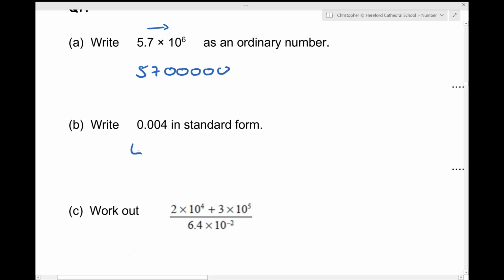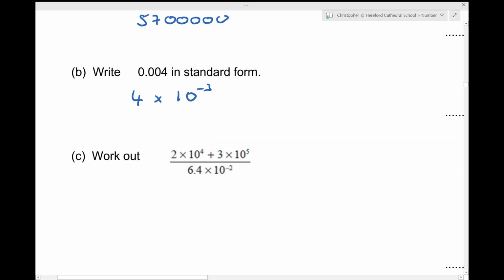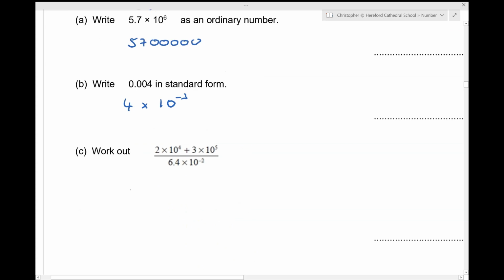Well, it's going to be 4 times 10, and then I'm going to need the decimal point to go backwards 3 places. Work this out. Well, if you put that into your calculator, you get the answer 5 million. Okay, and while it doesn't say write your answer in standard form, if you wanted to, that would be 5 times 10 to the power of 6.